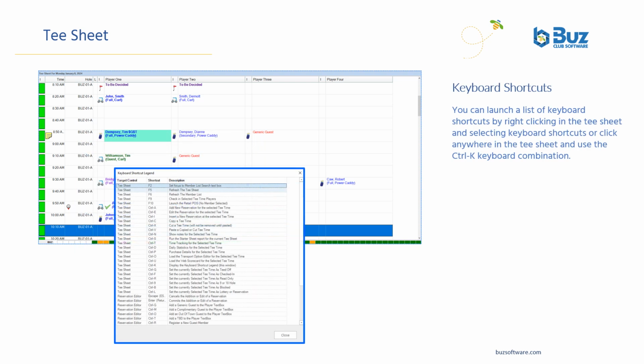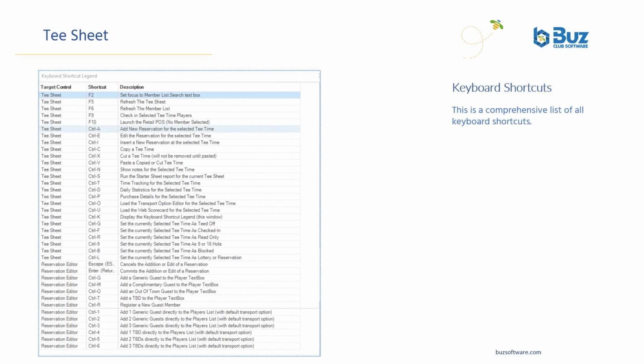Keyboard shortcuts. You can launch a list of keyboard shortcuts by right-clicking in the T-Sheet and selecting Keyboard Shortcuts, or click anywhere in the T-Sheet and use the Ctrl-K keyboard combination. This is a comprehensive list of all keyboard shortcuts.